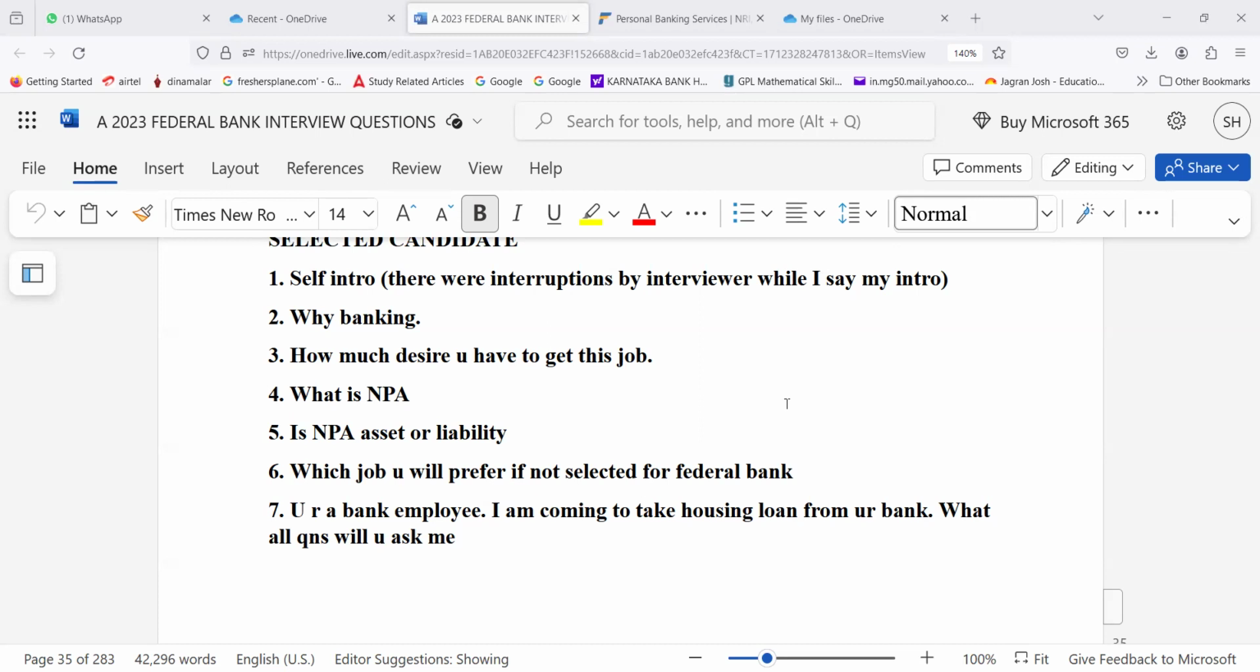NPA is an asset only. So, what is NPA? It is an advance that has not been recovered. So, that will continue to be an asset, but a problematic asset about which we are not sure about the recovery. So, it is an asset. What is an asset? An asset is a property which is owned by the company, which can be converted into cash. Property or receivables. Receivables are also assets.